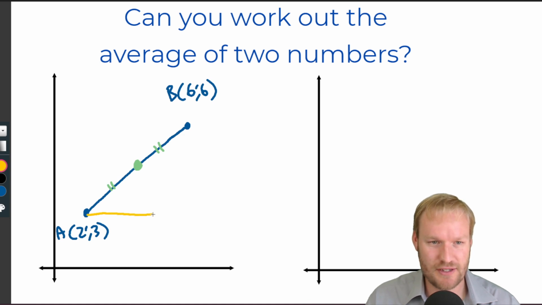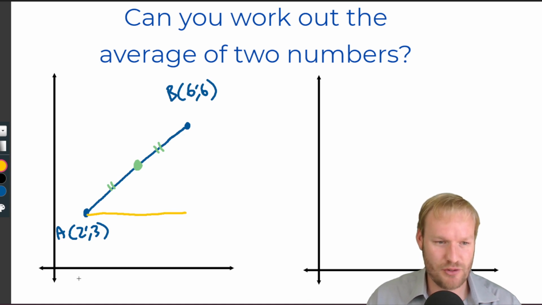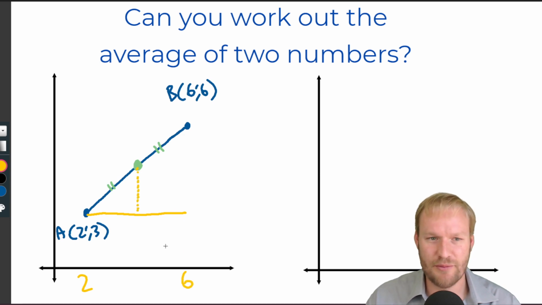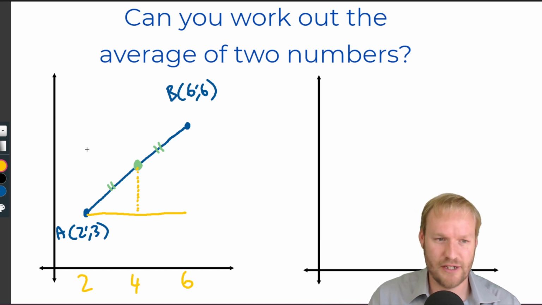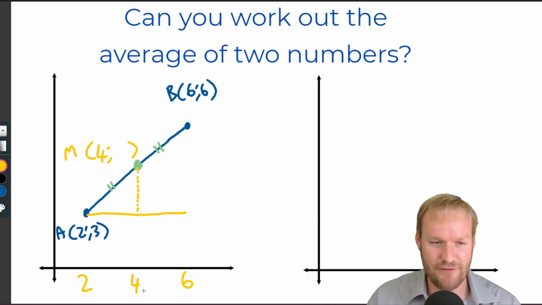So let's look at this x and go, well, we're going between 2 and 6. So this x value over here is just halfway between 2 and 6. Oh, well, that's just the number 4. So this value here, let's call it m, and say that that's at 4, because that's halfway between 2 and 6.